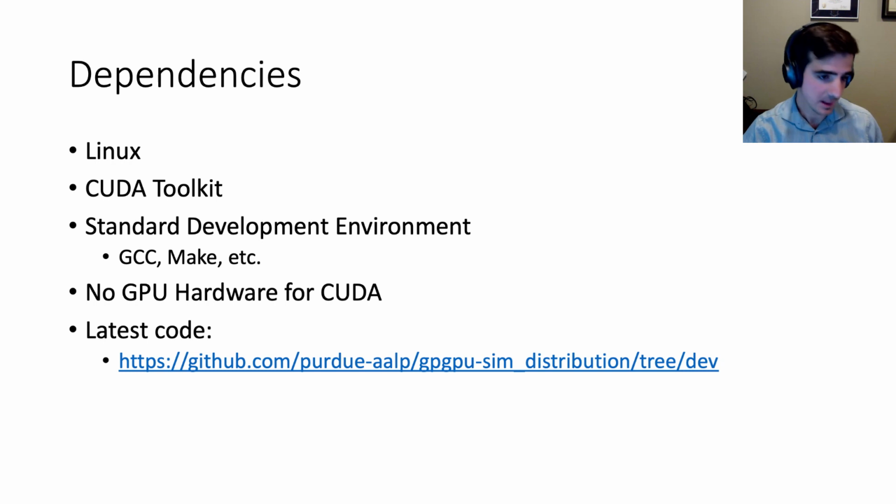So you can run it on your laptop, you can run it on some desktop that you have, and you can run it on clusters that don't have any GPUs, like qstruct, for example. So you don't have to log into Scalar to run GPGPU-Sim. You can run it on qstruct or any other Linux distro that you have.